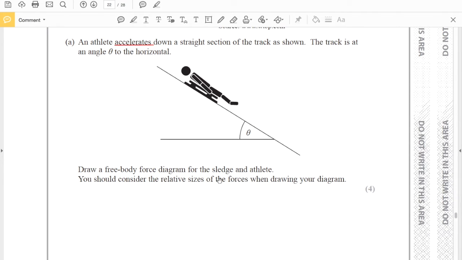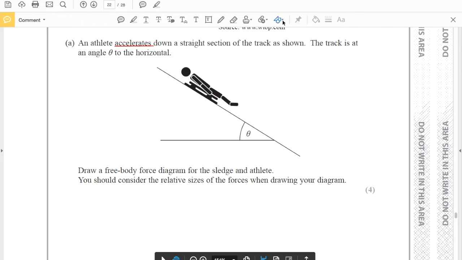Draw a free body force diagram for the sledge and athlete. You should consider the relative sizes of the forces when drawing your diagram. Again, this is important, the relative sizes. So these are the key terms that you should have picked from the question. Now, the first step carries 4 marks, so it's not just for labeling the diagram. You also have to pay attention to this term.